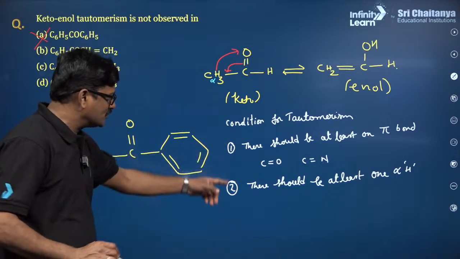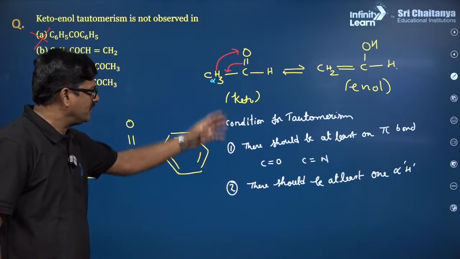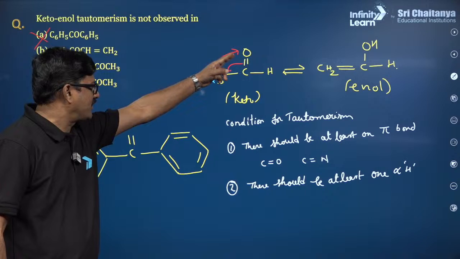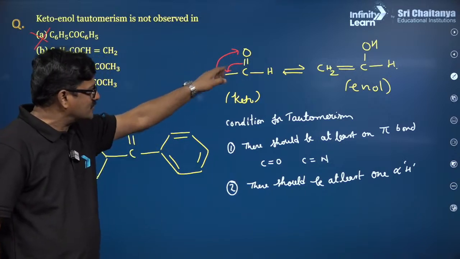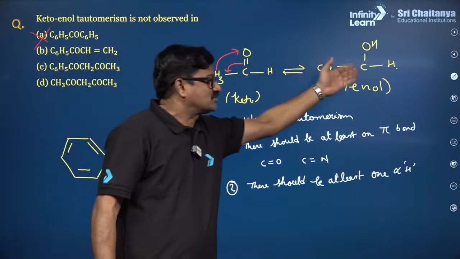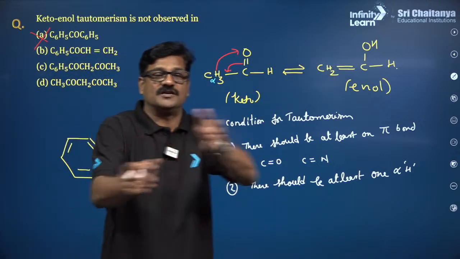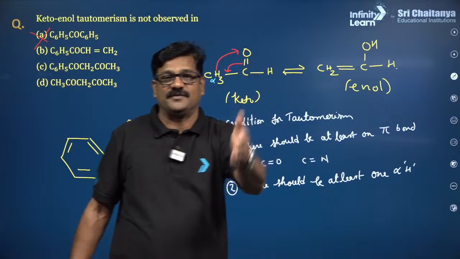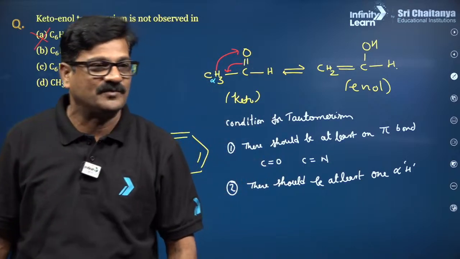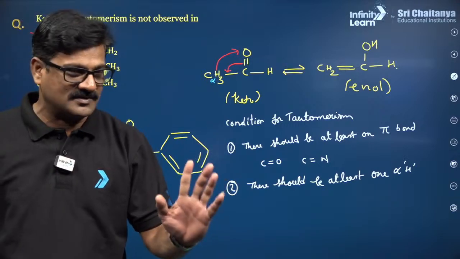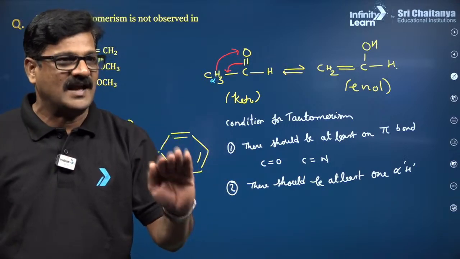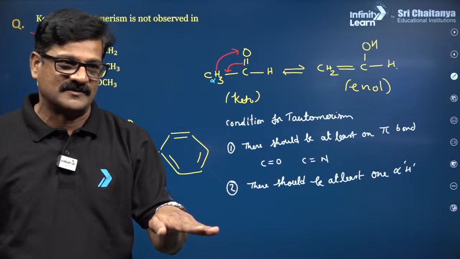So once these two conditions are fulfilled, then the alpha hydrogen is going to migrate to the electronegative atom. In exchange the pi bond is going to be shifted, so that another structure is formed and they are in dynamic equilibrium, and that phenomenon is known as tautomerism. Hope you understand. And this is actually the basis of tautomerism.